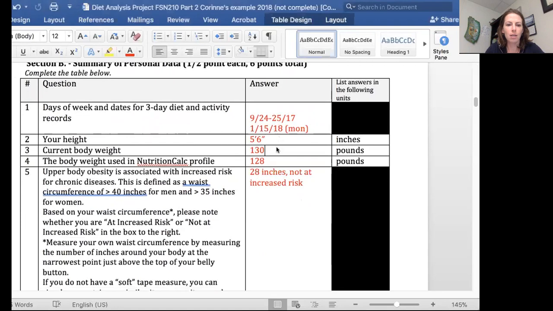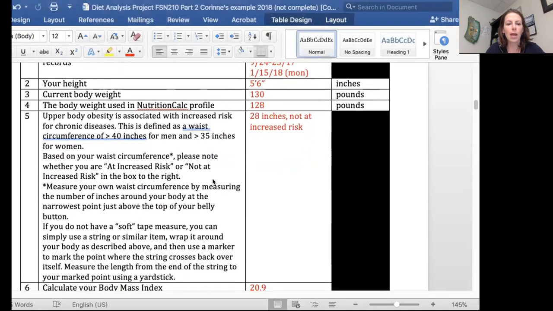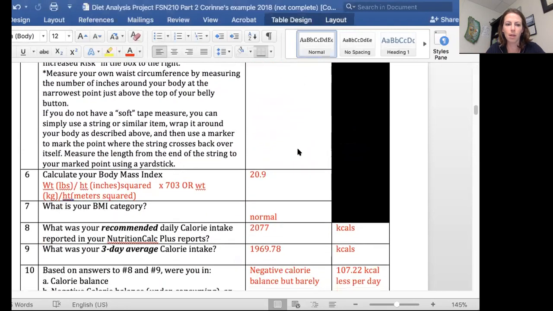You're going to put your height, your weight, and the weight you used in NutriCalc if it's different. Mine was just a little bit different depending on when you weigh yourself. You are going to actually physically measure your waist. So if you don't have a tape measure, you can get a piece of string and wrap it around your waist, or use a belt that you use, wrap it around your waist, mark where it ends, and then use a ruler to measure that amount. Larger waist circumference is associated with higher health risk, and so that's the point of doing that.